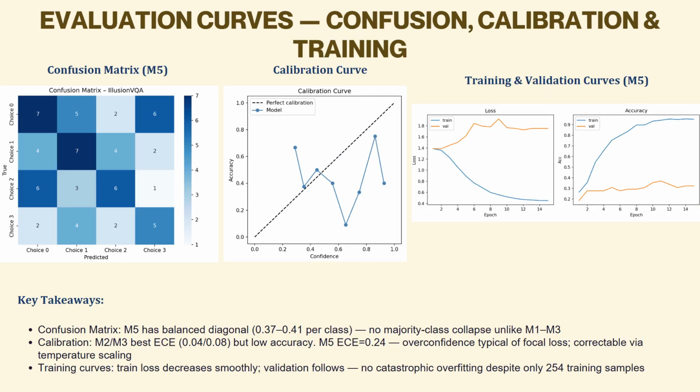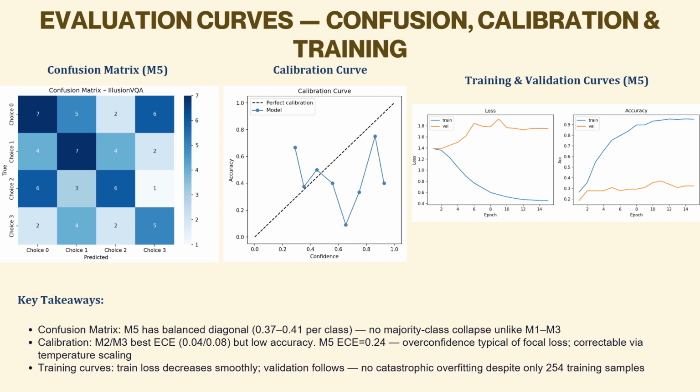Next are the evaluation curves. The confusion matrix of M5 shows a clear diagonal pattern with values of 0.37 to 0.41 per class. Contrast this with baselines, where entire rows collapse to near zero. M2 literally predicts option D correctly 0% of the time. M5 avoids this by learning a balanced decision boundary.